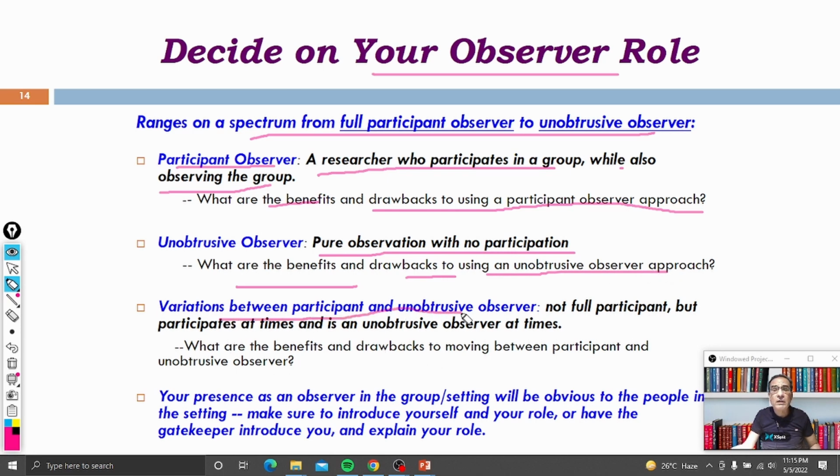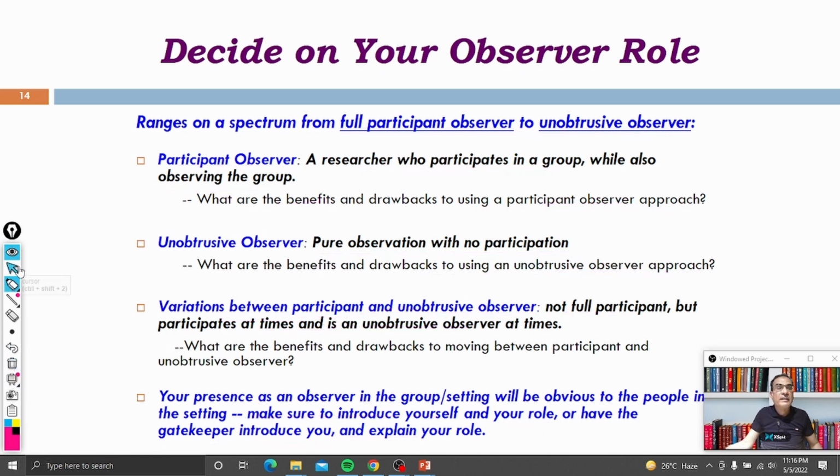There is variation between participant and unobtrusive observer. Not always a full participant, but a participant at times and unobtrusive at times. It depends upon the role of observation in the class. Your presence as an observer in the group setting will be obvious to the people in the setting. Make sure to introduce yourself and your role and have the gatekeeper explain. So you have to explain everything before starting the research in your classroom while taking the notes.